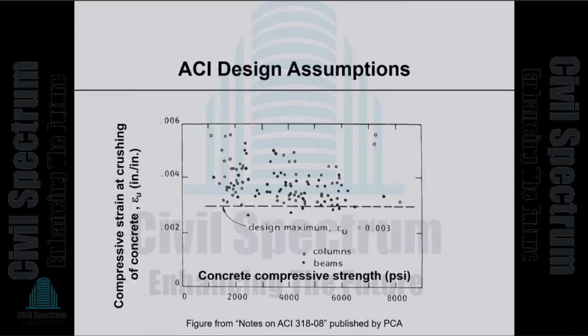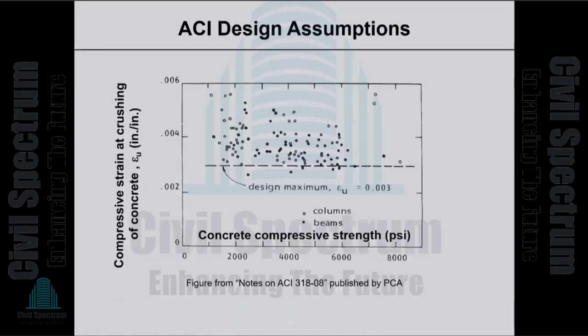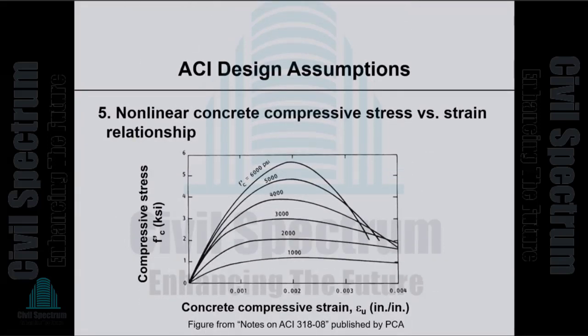In this portion, I have taken a lot of pictures from this source, Notes on ACI 318-08 published by the Portland Cement Association. That publication now is discontinued, unfortunately, and the Portland Cement Association has been reduced to a small fraction of what it used to be. So there is no hope that we will see that publication in the future anymore. But that was a very important publication in explaining ACI 318 to the design profession. Anyway, I have taken quite a bit of these figures from that source as noted here.